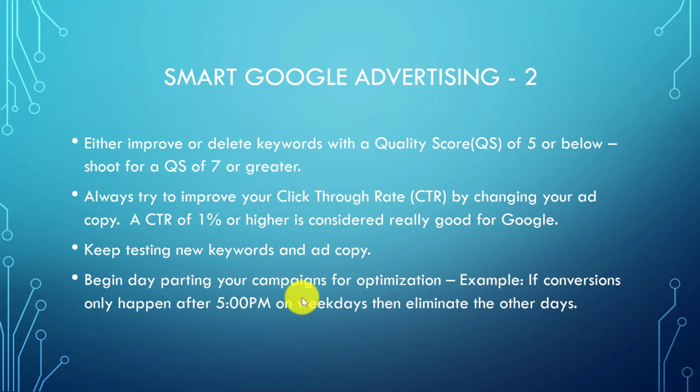But for example, if conversions only happen after 5 p.m. on weekdays, then you could eliminate the other days, like the weekends, for example. So I just want to bring that to your attention. I want you to study your data, essentially. When you start getting more and more data, after about a good month's worth, or maybe a week, depending on how much you're bidding, you can really see the data, get that information right away, and then start putting some constraints on your campaign.